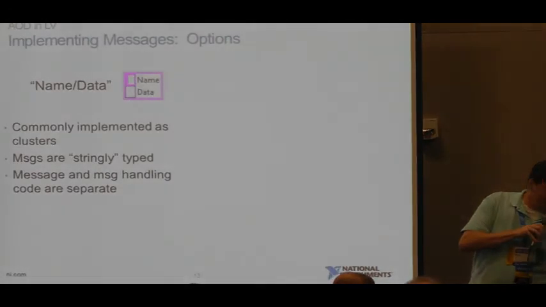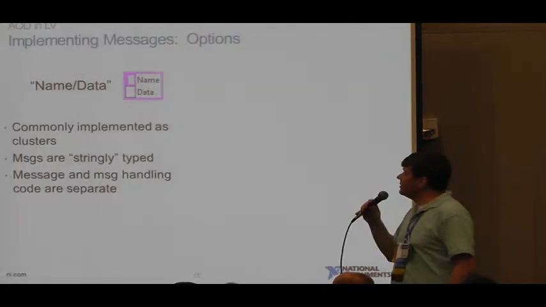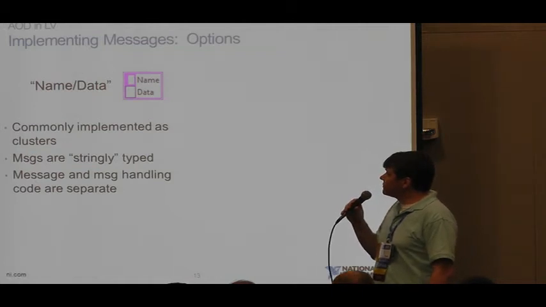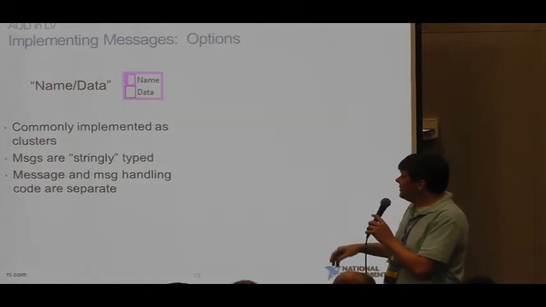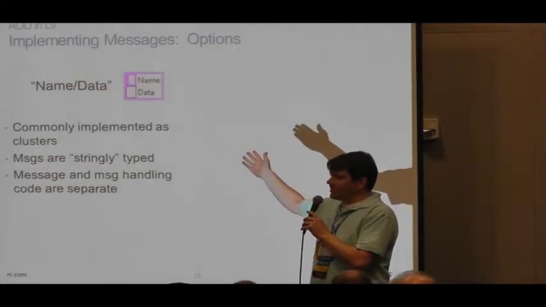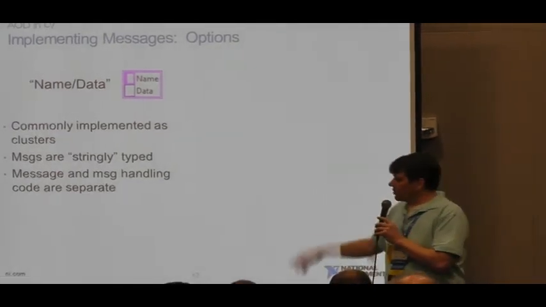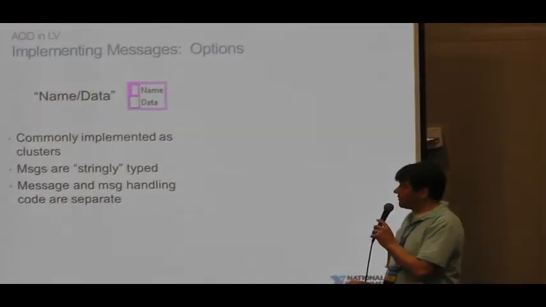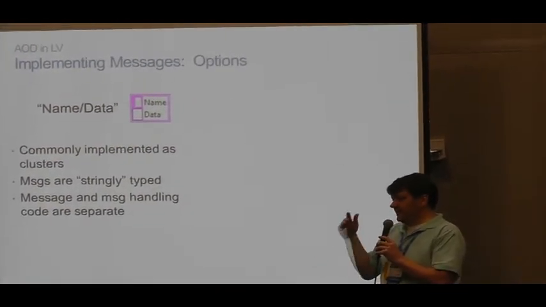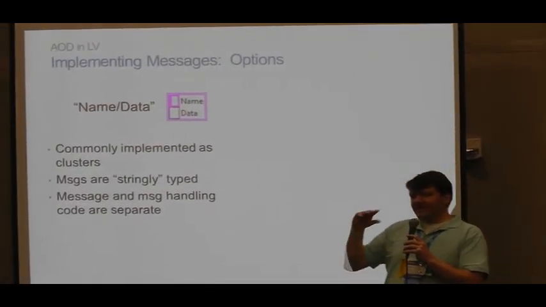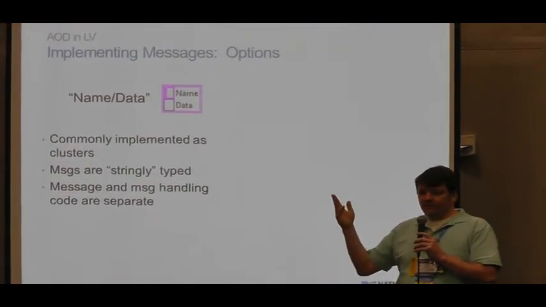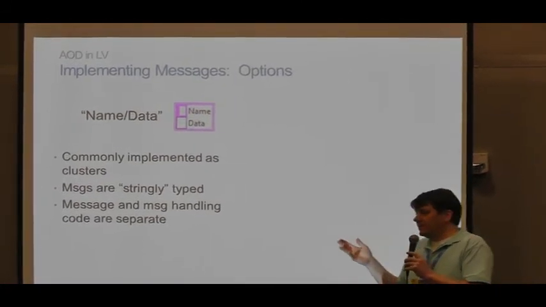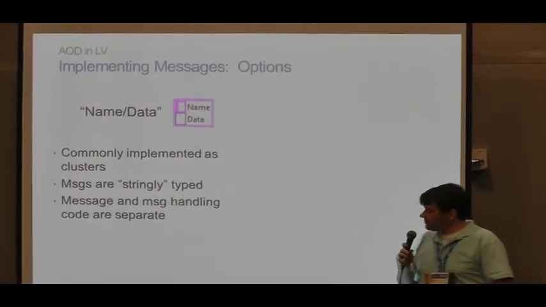Moving on to the LabVIEW part. Okay, implementing actor principles in LabVIEW. So first of all, I'm going to talk a little bit about messages. Everyone should be familiar with named data messages. They're commonly implemented as clusters. Here I have a name as a string and data as a variant. There's lots of ways to implement them. The key thing is that you have some sort of message identifier along with some payload that is the data. That's what distinguishes a named data message.